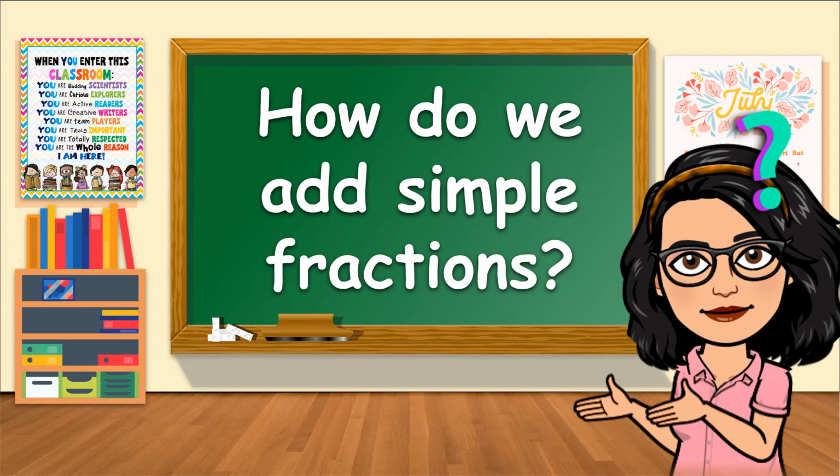Next question is, how do we add simple fractions? So from the example that we had a while ago, all we need to do in order to add simple fractions or even mixed numbers is to copy their denominators and then add the numerators. So you can write their lowest term or simplest form if necessary.